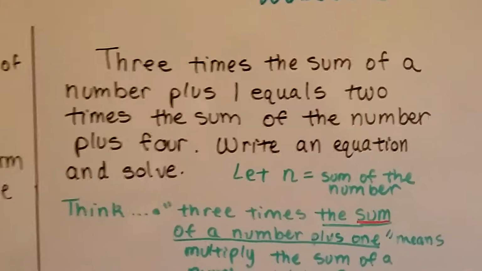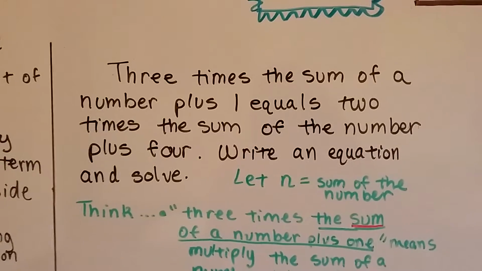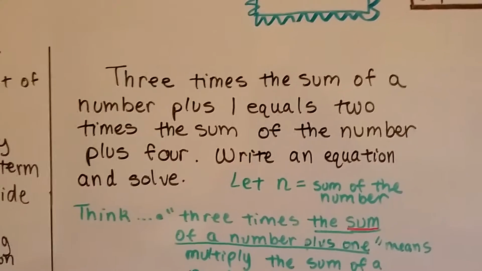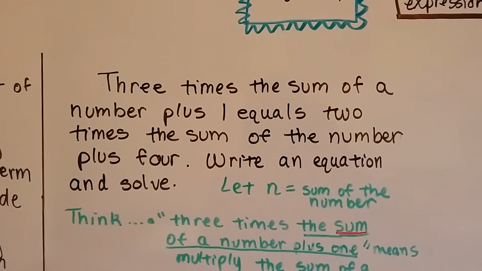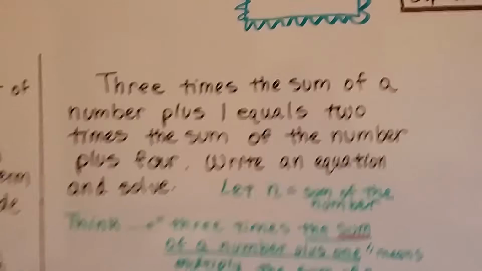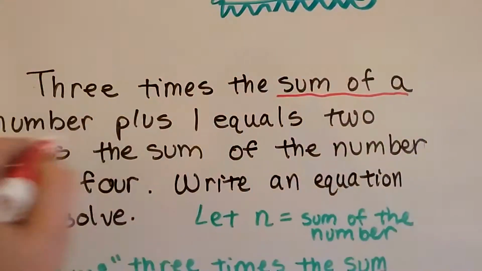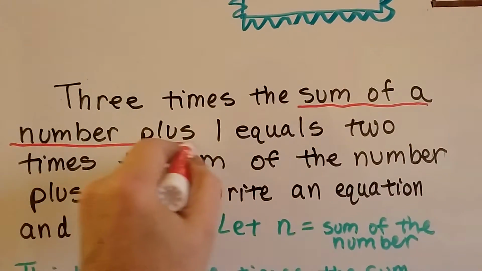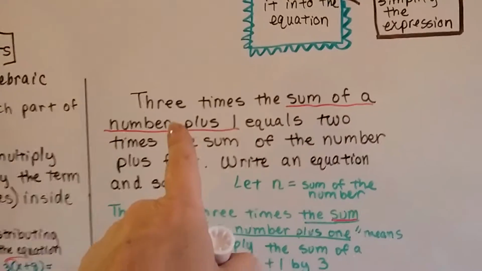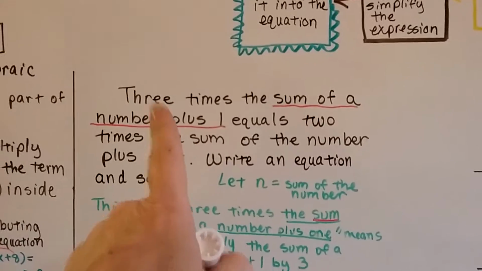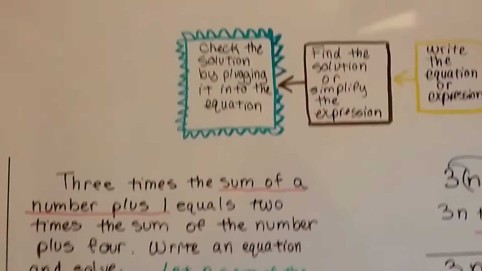So if we're given the statement 3 times the sum of a number plus 1 equals 2 times the sum of a number plus 4, and it says to write an equation and solve it, what we can do is let n be the number. Sum of a number plus 1. This is going to be really, really important, okay? And this is one thing you can do to help you when you're doing the word problems and trying to break them down. You can underline or circle the important parts, okay?